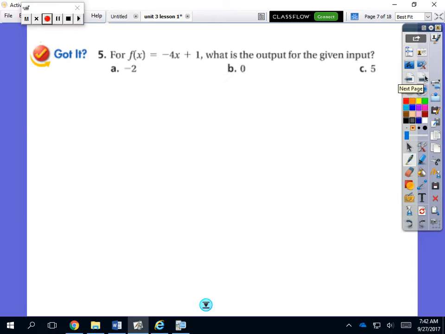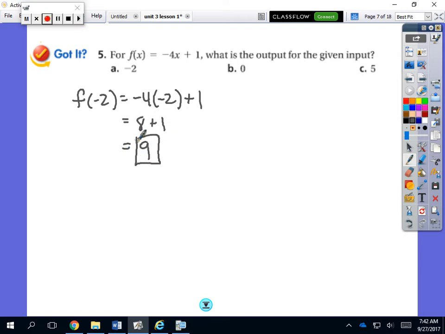So I've got a couple for you to try. You can stop the video, try these 3, and then come back. This one is f of -2. That's going to be -4 times -2 plus 1. Well, -4 times -2 is 8. So 8 plus 1 is 9.